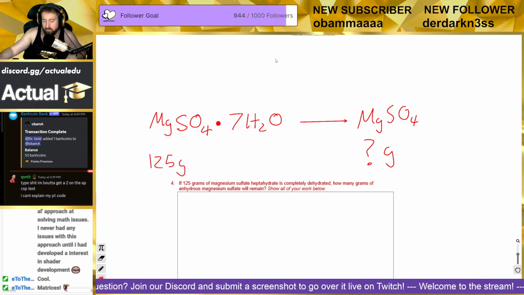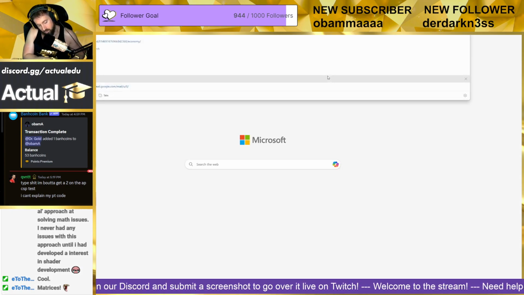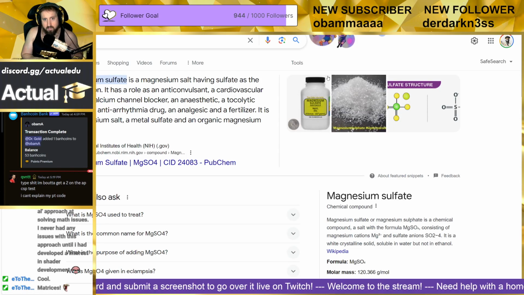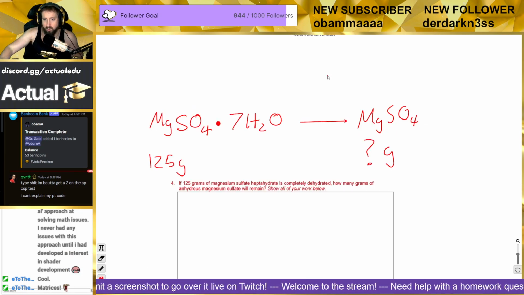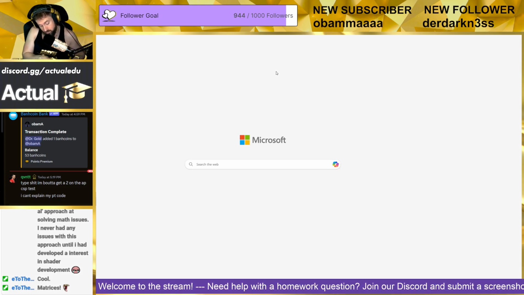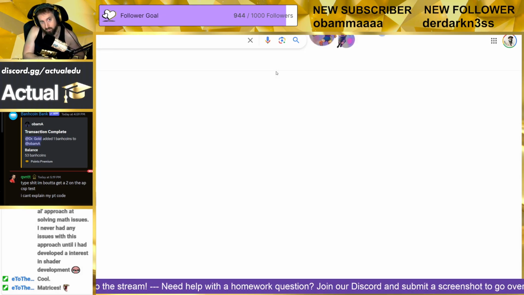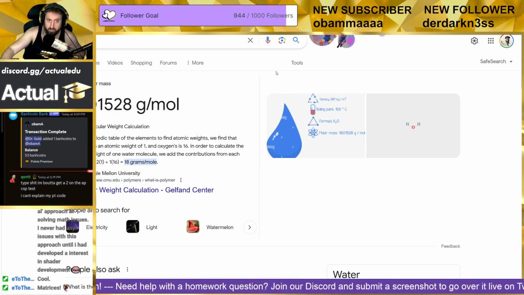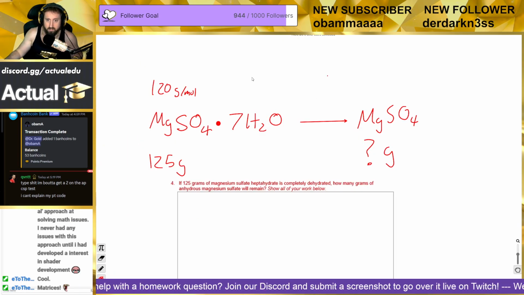So, I'm just going to look this up because I don't really want to do it for time's sake. So, MgSO4 is 120 grams, so this is 120 grams per mole. And then H2O, I believe, is 14. 18. I was wrong. Okay, 18. And this is 18 grams per mole.